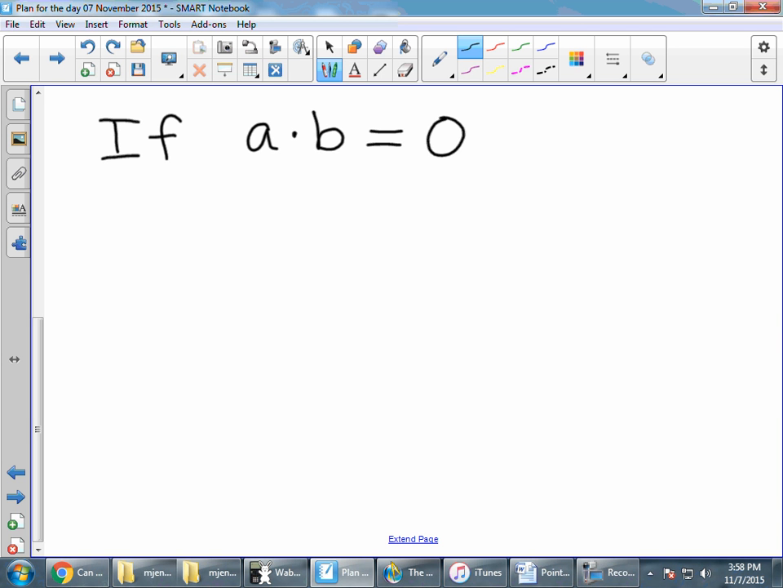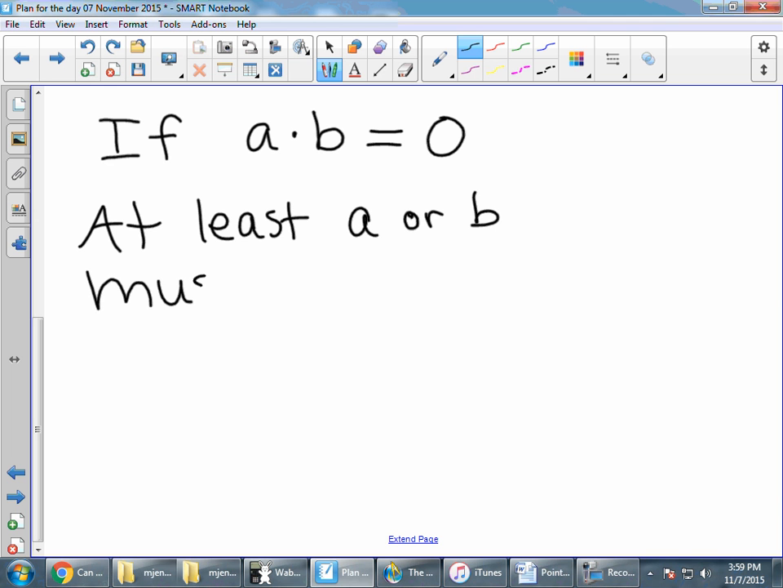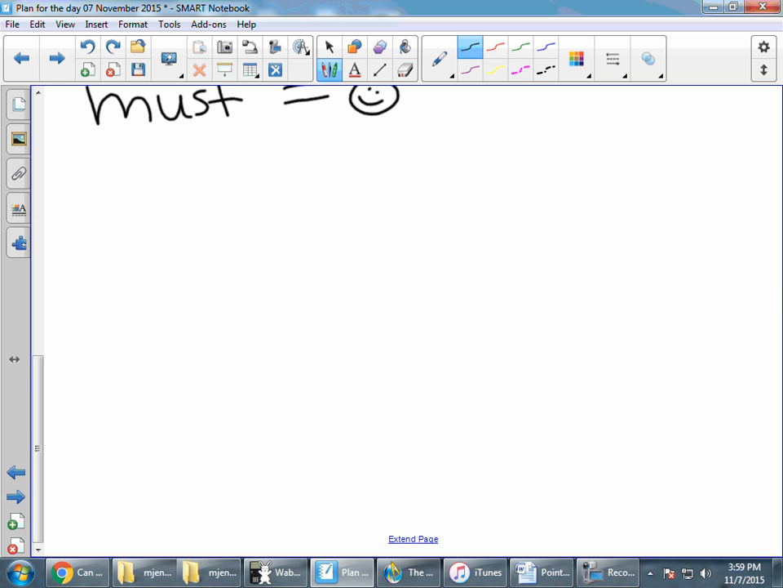All right, Chris, what did your partner or you decide? My partner said that at least one of them must be. Okay, so Chris said that his partner said, so this is a rumor now, but we'll go with it. At least one of them, A or B, must also equal 0. Okay, you guys got it. This right here pretty much summarizes what the zero product property is. Now we just have to apply it. So this is the zero product property, but let's write it formally.